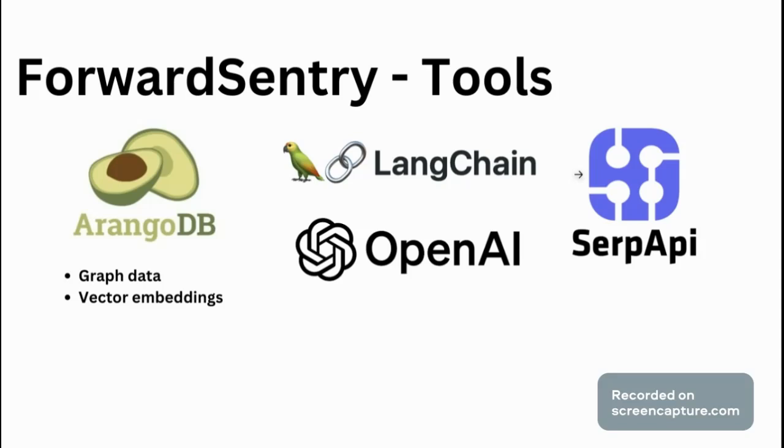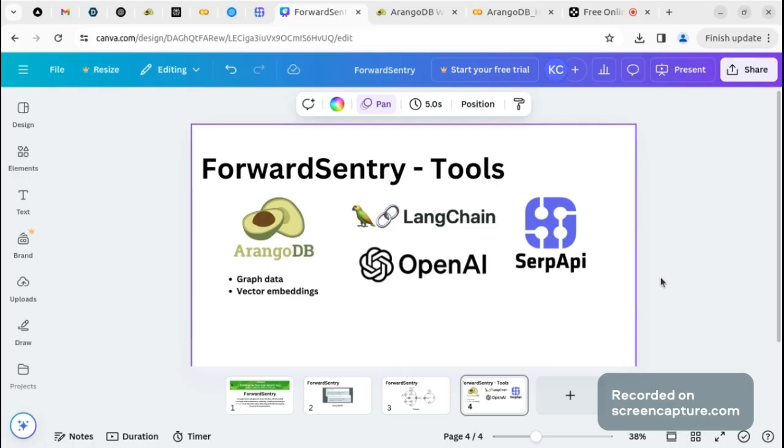In terms of tools, for ArangoDB, all the data is in graph format, and I'm also storing the embeddings and then doing embedding search using ArangoDB. Orchestration is by LangChain, and I'm using the OpenAI GPT-4o model. I've also introduced one functionality of identifying fake news, so whether a particular message is fake or not. I'm using SERP API to check over the web whether this message is fake or not. All right, this is the introduction.